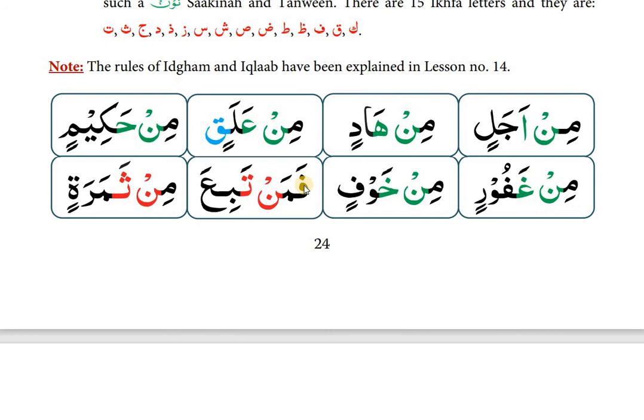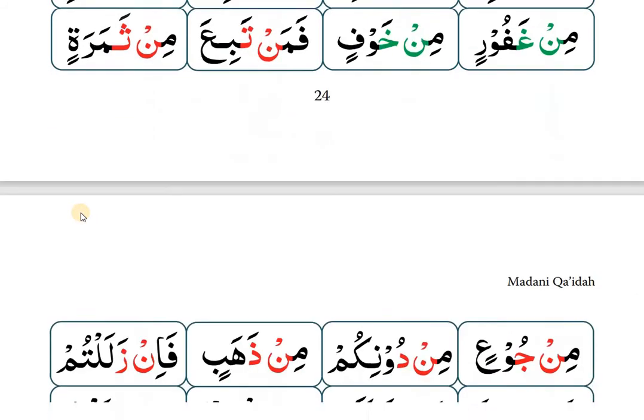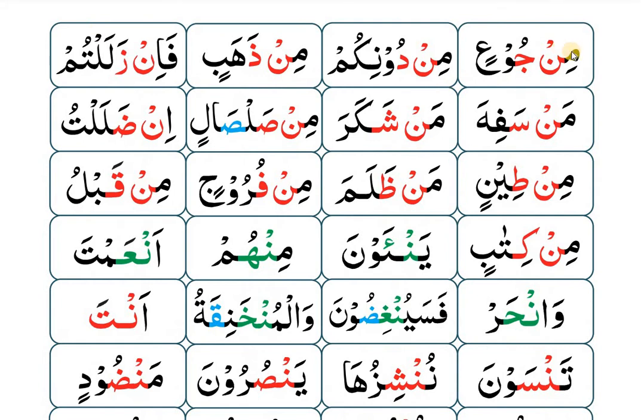So let's see an example of ikhfa. فَمَن تَبِعَ. In this way, ikhfa will be done. Noon sakin, and after noon sakin, one of the huruf ikhfa comes, so ikhfa will be done. فَمَن تَبِعَ. You stretch the voice of noon sakin or tanween. مِن ثَمَرَةٍ. Let's see another example. مِن جُوعٍ، مِن دُونِكُمْ. These are examples of noon sakin.